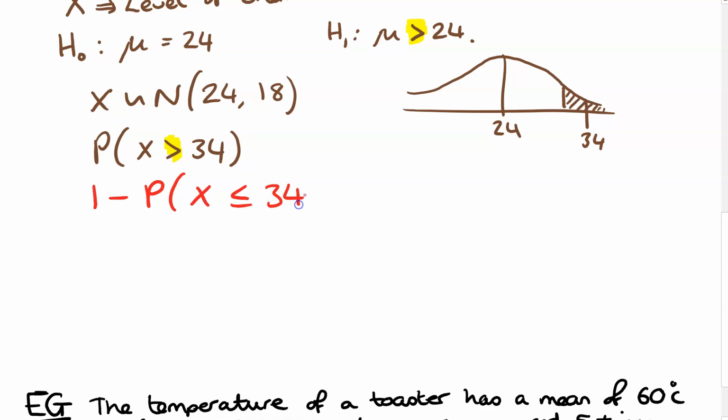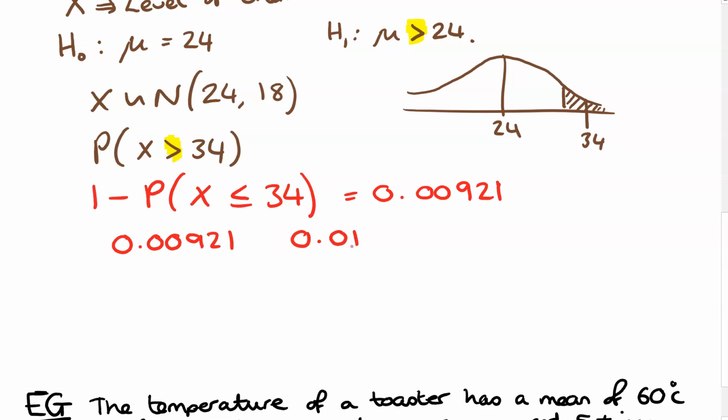So what we're actually going to need to do is this. We want it to be greater than, so we need to take away everything less than or equal to. And by my calculation, that comes out to be 0.00921. So we need to know, is 0.00921 bigger or smaller than 1%? Well, it is smaller. You will get a mark for stating that, even though it seems obvious, so put it in. Then you have to state what you're going to do.